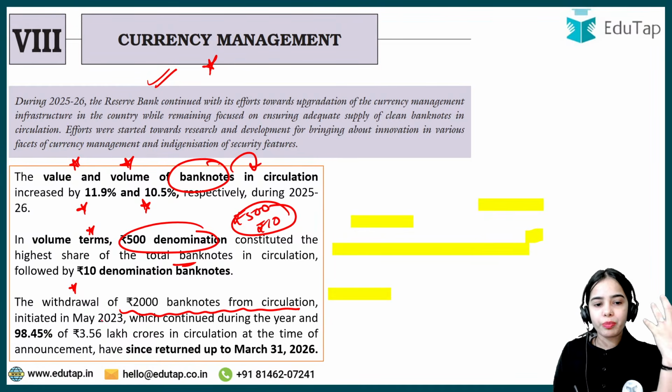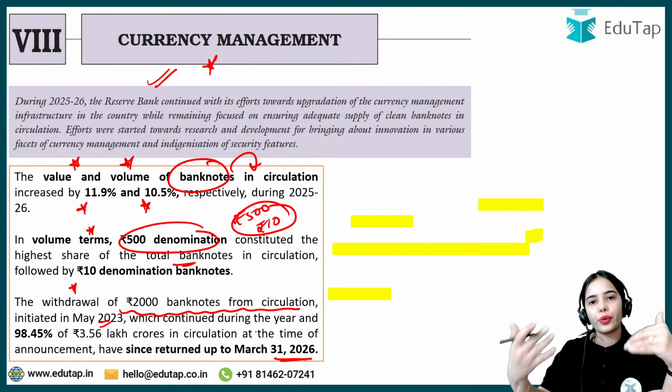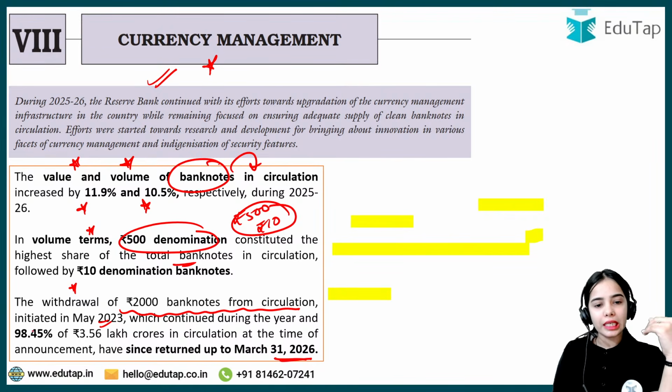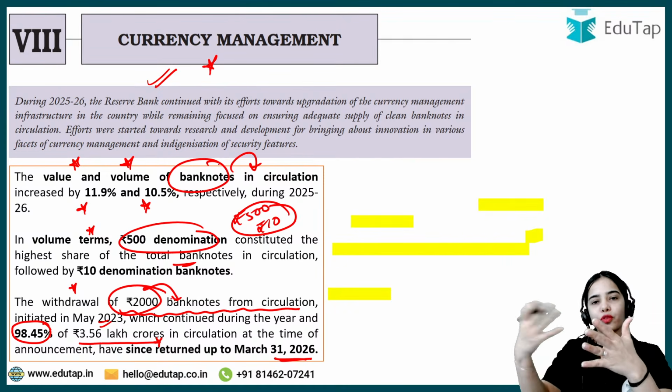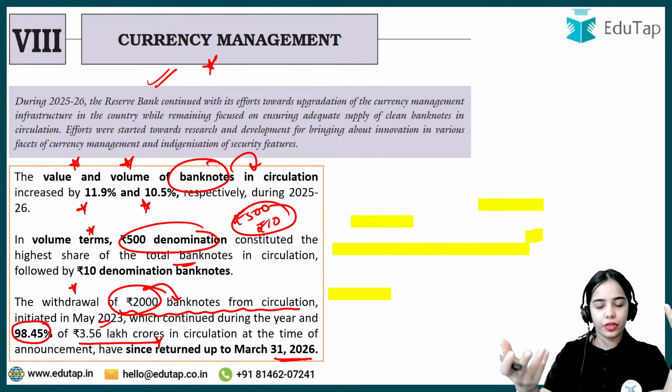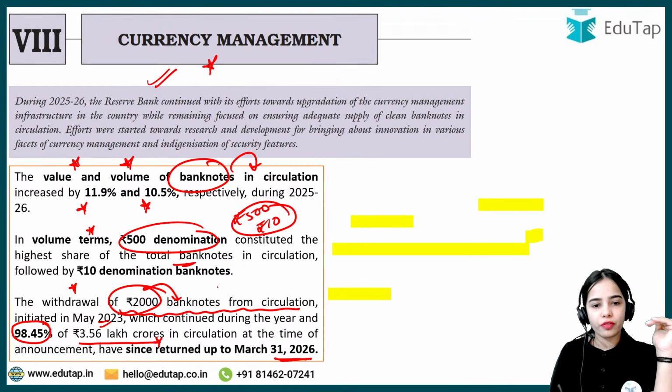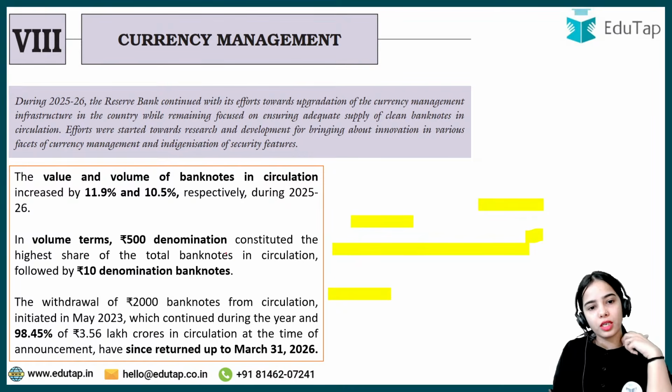So it was announced in May 2023 that there is the withdrawal of 2000 banknotes, and till March 31st, 2026, till the end of the 2025-26 financial year, 98.45% of the 3.56 lakh crore of 2000 banknotes have been withdrawn. So basically 98% of the value of the 2000 banknotes has been withdrawn. This is the idea.